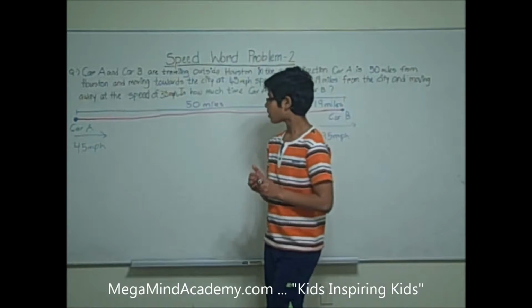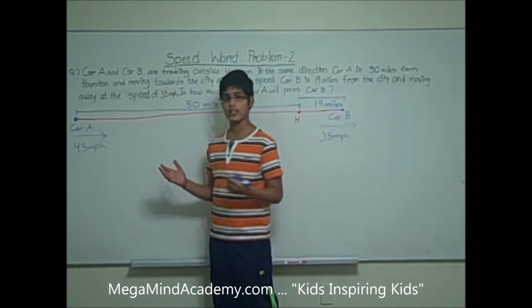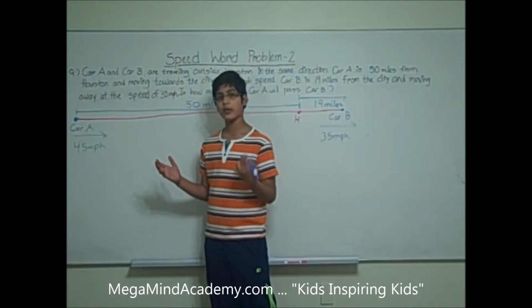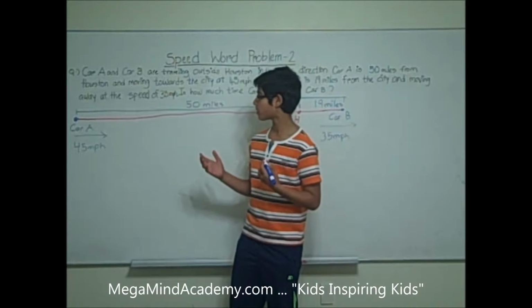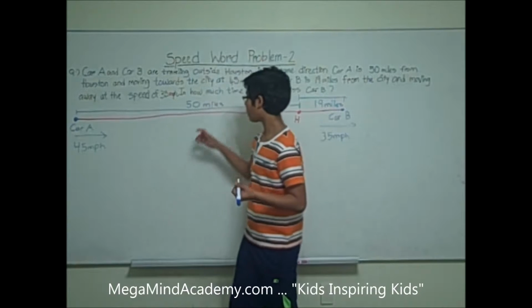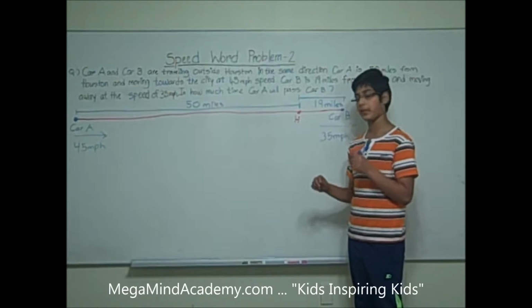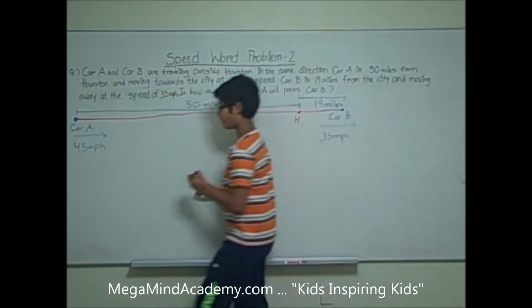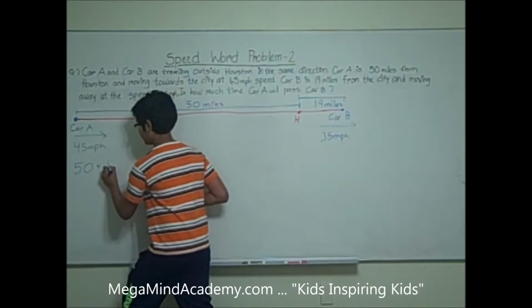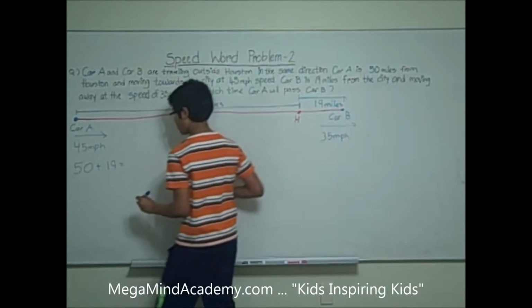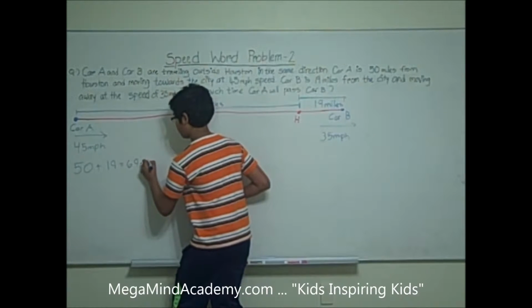Now, let's first find the extra distance, or how much farther car A will have to travel than car B. Car A has to travel 50 plus 19 more miles than car B. So 50 plus 19 is equal to 69 miles.